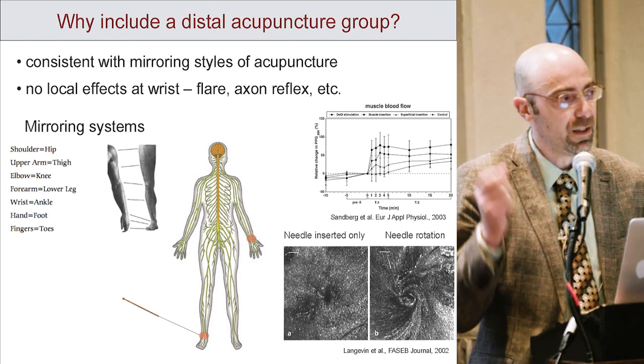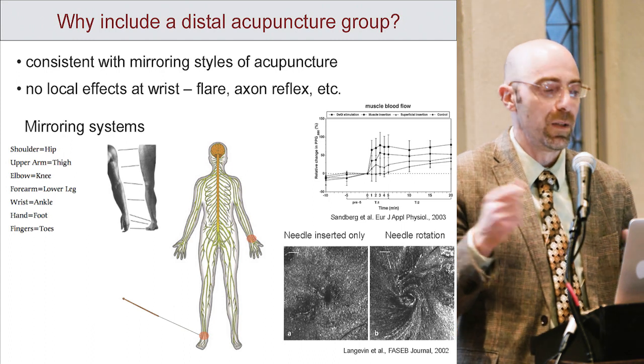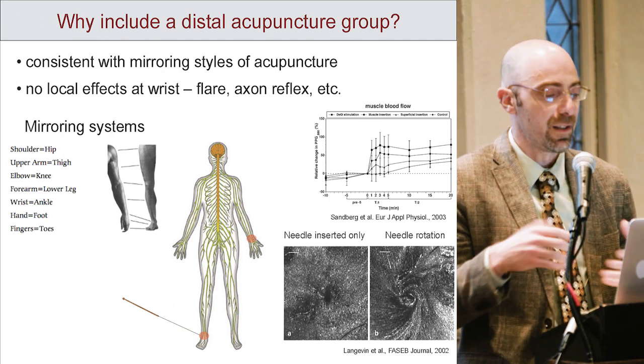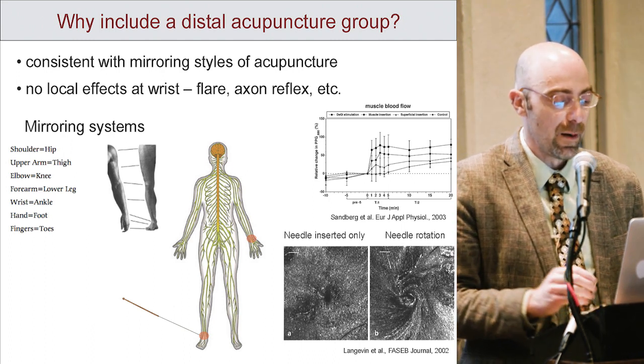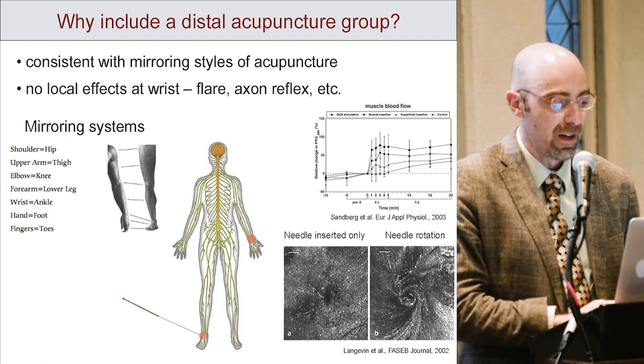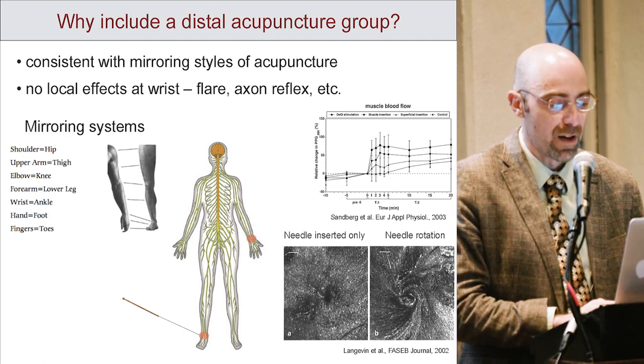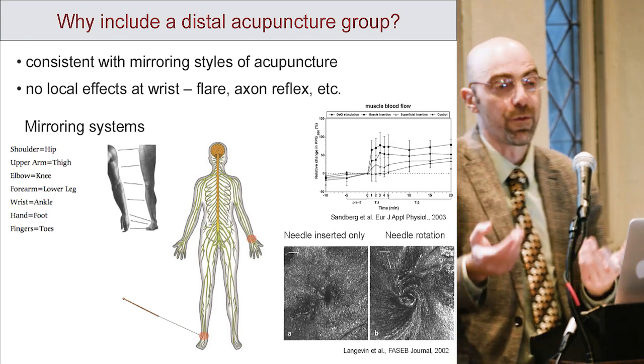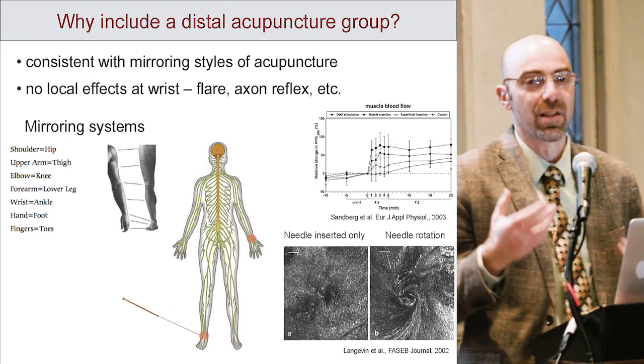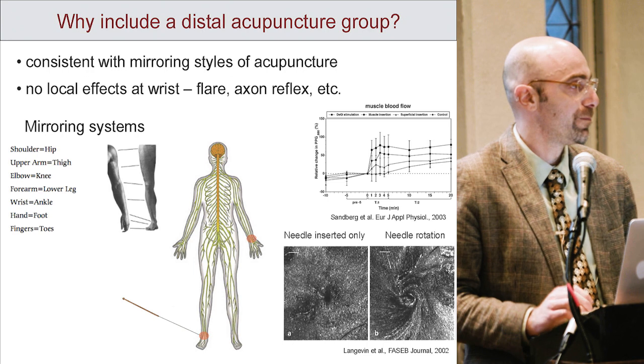We know that when we insert a needle anywhere into the body, there's going to be an increase in blood flow to that area, this axon reflex, and also some of the local effects that are happening there, such as the fascial remodeling. And so we wanted to control for that. We wanted to not have that at the site of the lesion, of the carpal tunnel lesion. Okay?